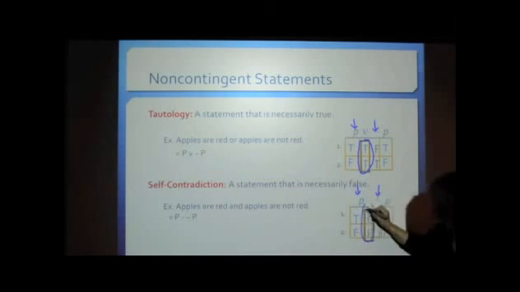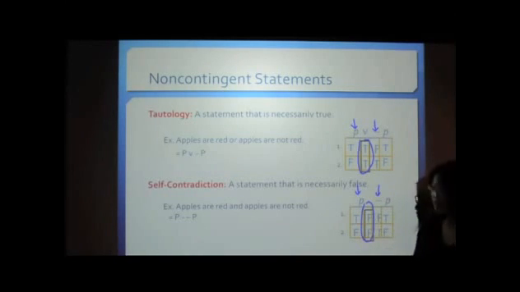Now when you look at this truth table for this statement, notice how all the truth values that are possible for this statement here is false. So this statement can only be false. There's no possible way that this statement can be true. Why? Because the truth table shows you all the possible truth values that this statement can have. So if it shows you all the possible truth values that this statement can have, and this statement can only have false as its truth values, then this statement cannot be true. So this is a necessarily false statement. It is a self-contradiction.